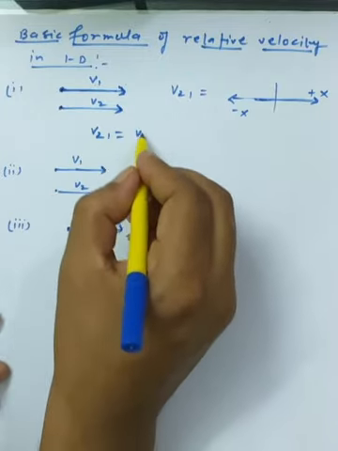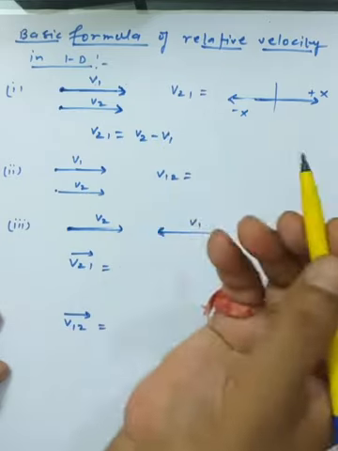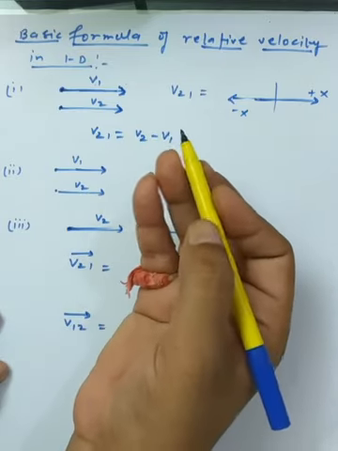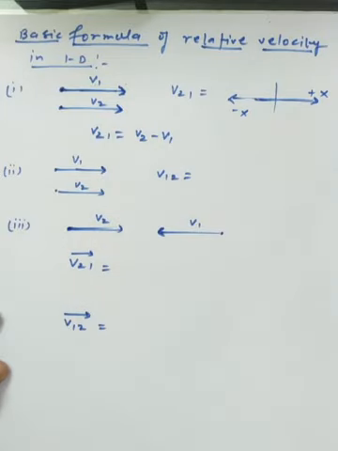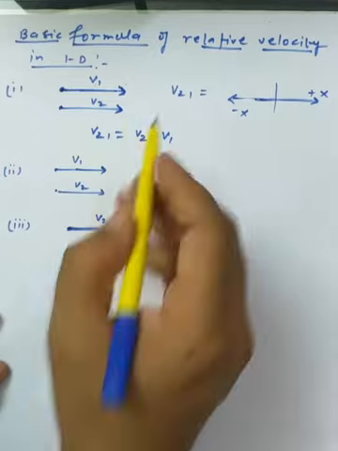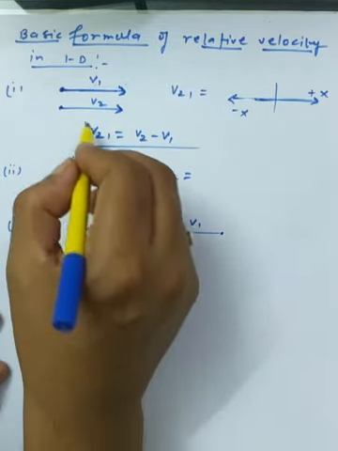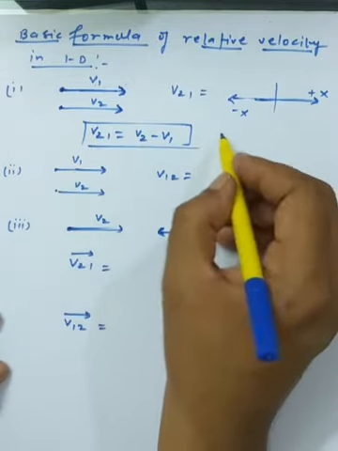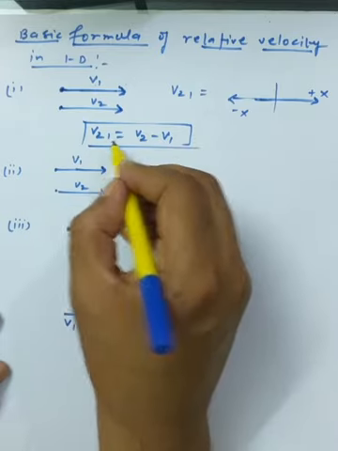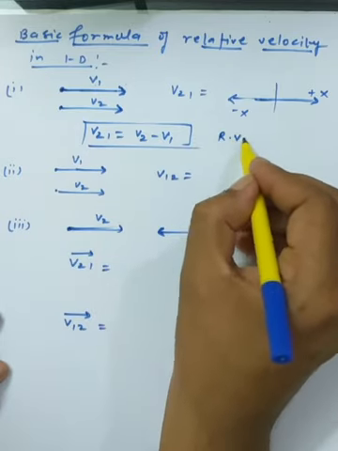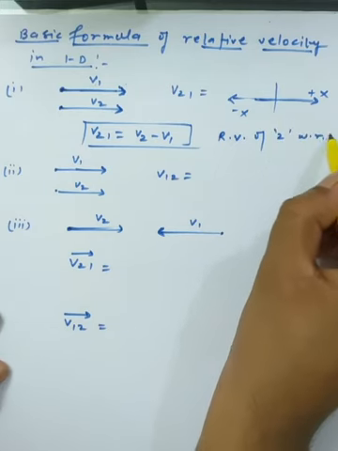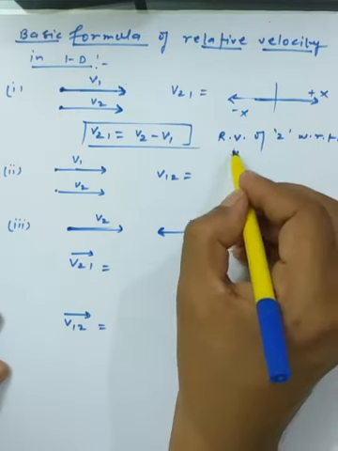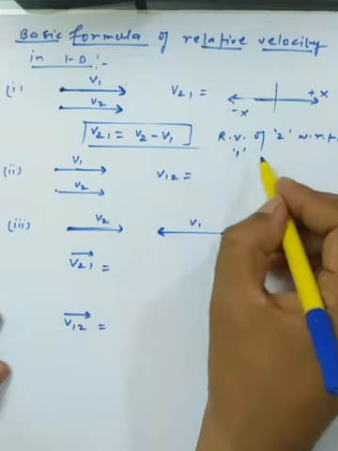V21 can be stated as v2 minus v1. You can use the vector sign, but we are just dealing with the magnitude, so there is no need to apply the vector on it. Okay, so this is a general formula as we have discussed. The physical meaning of v21 is the relative velocity of 2 with respect to 1, as both are moving along the same direction.